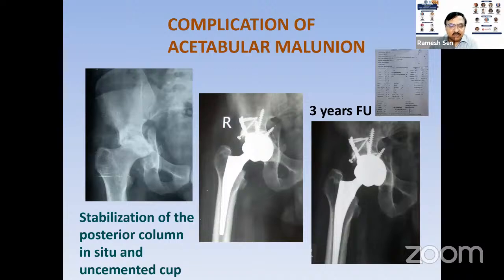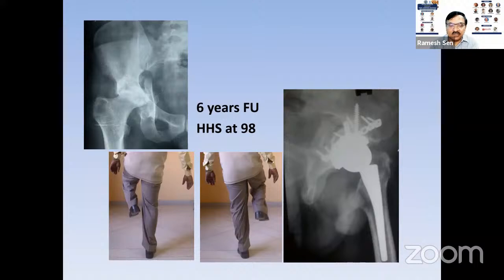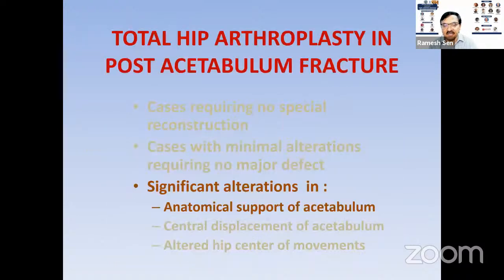Another case with the same kind of displaced non-union, you have to stabilize this posterior column, and you can see it is done in situ. You don't try to reduce it because, in such an old fracture, it will be very difficult to get the column back. So you just stabilize it and put a cup into that very situation. And this is a 6-year follow-up of that case. You can see the posterior column still stays as a displaced area.